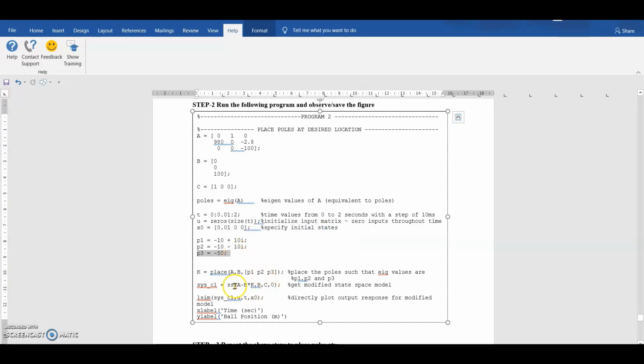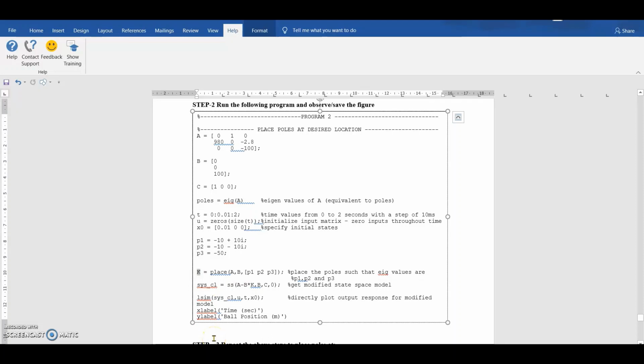As you have seen from the theory, K has to be given by the control engineer. So we are finding K by the place command. If you have to place your poles at P1, P2, P3, you have to find the corresponding K for that, and you can do this by the place command. In the brackets there are the A matrix, the B matrix, and the location of the poles. If you give this, you will get K as the output.